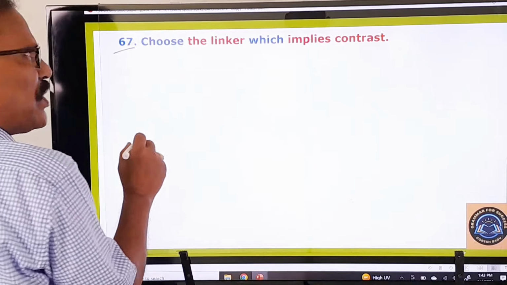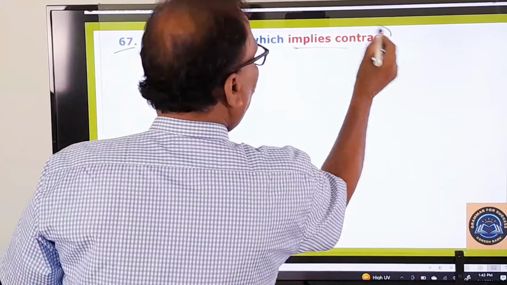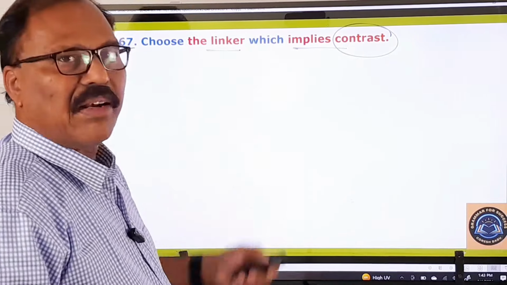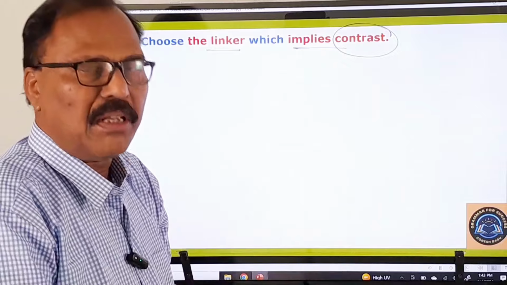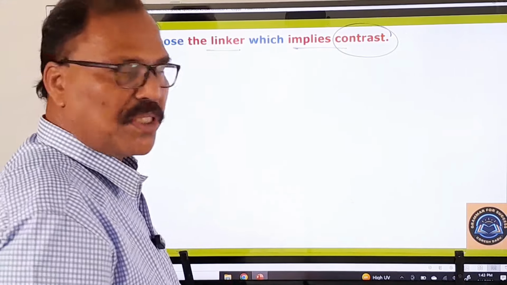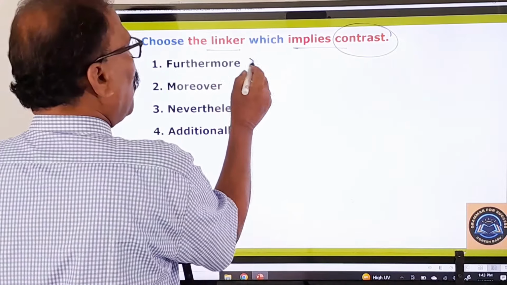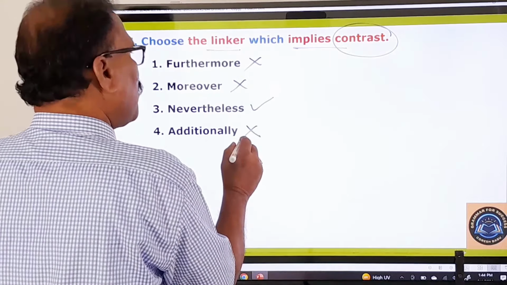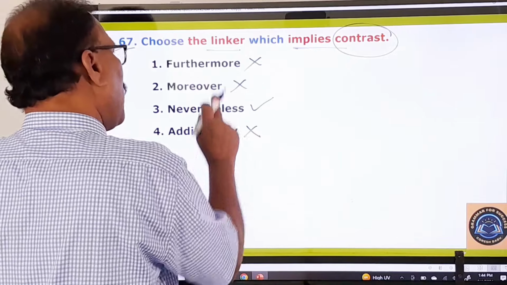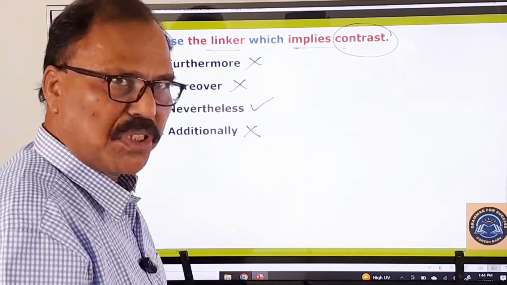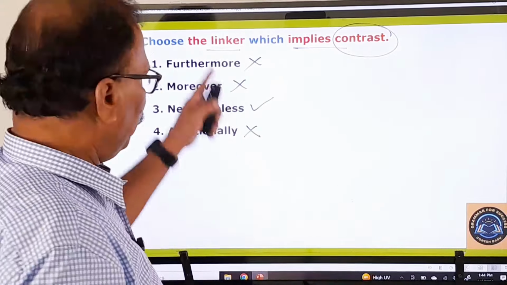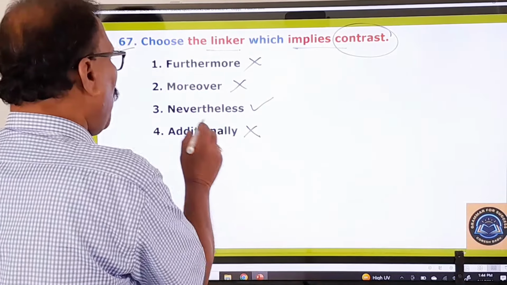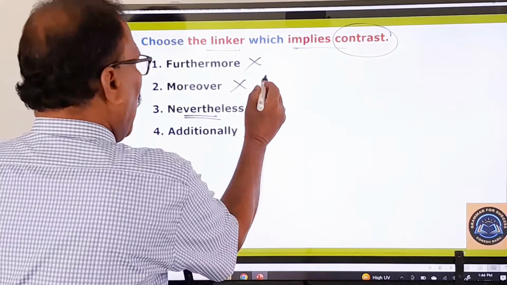Okay. 67th question. Choose the linker which implies contrast. So he is asking you to choose the linker that indicates contrast. Contrast means opposition. So what are the options given? Furthermore, no. Moreover, no. Nevertheless, yes. Additionally, no. Furthermore, moreover, additionally all mean almost one and the same, extra. Therefore the first, second and fourth are eliminated. Only the third one is the right option.